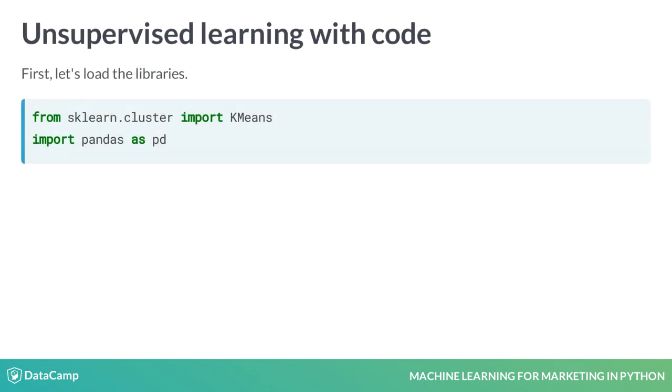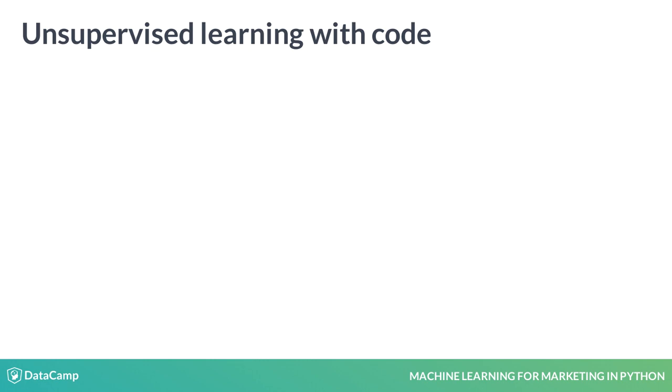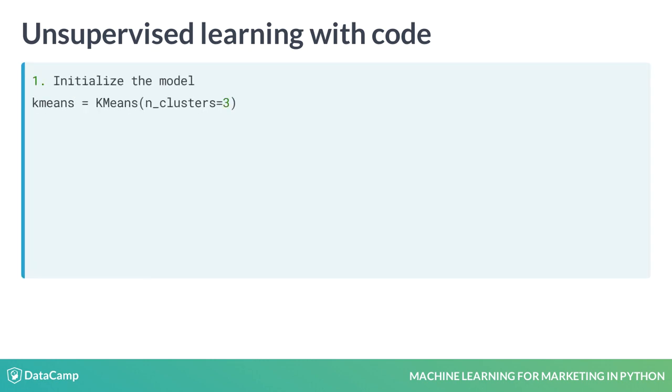We will now build an unsupervised learning model using a very popular model called k-means clustering. First, let's load the libraries we'll need. We import the k-means module from scikit-learn library and the pandas library. Then, we initialize the k-means instance with one mandatory parameter, number of clusters.